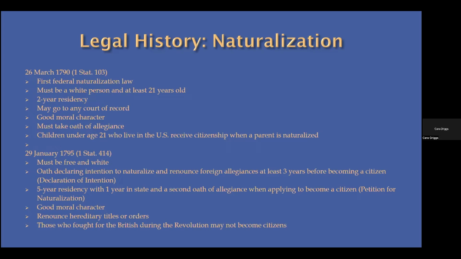In 1795, the federal government required 2 different court visits, one to file a declaration of intention and renounce foreign allegiances after at least 3 years residency, and a second at least 2 years later to file a petition for naturalization, take an oath of allegiance, and receive a certificate of naturalization. It was not necessary to go to the same court both times. This 2-step process remained in effect until 1952, although there were a lot of changes over time.